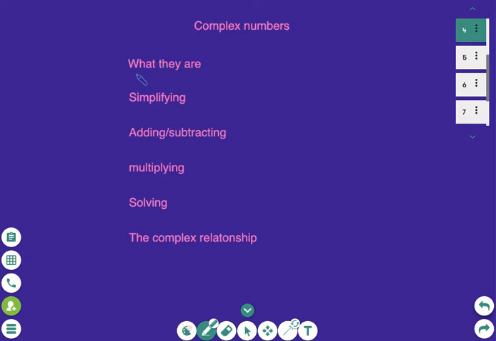So first of all, what are complex numbers? Well, they're a solution that's been developed to a situation such as this, the square root of negative 16. If you were to try and type that into a calculator right now, what you would get is an error. Calculator can't handle something like this.